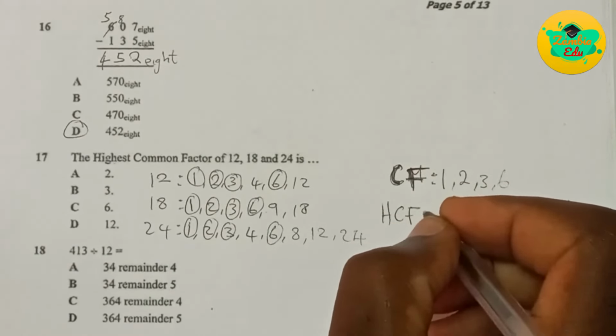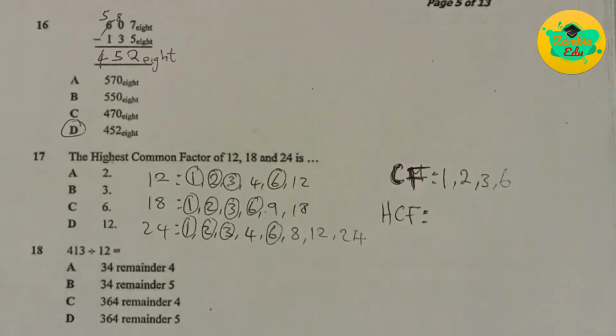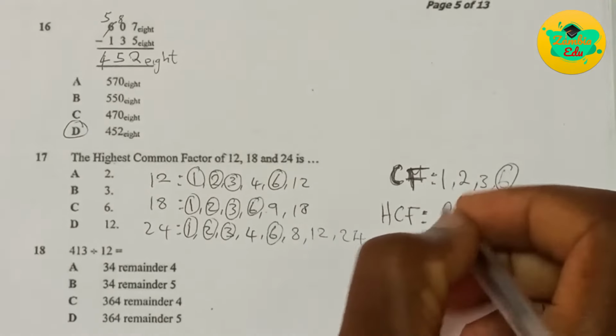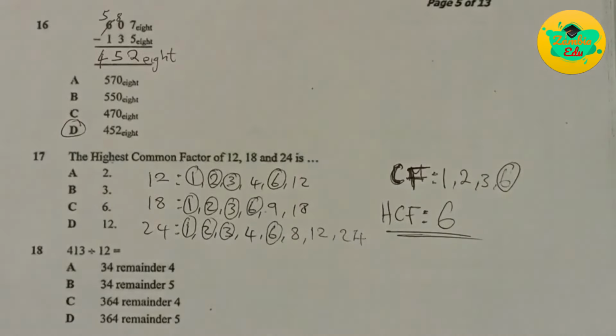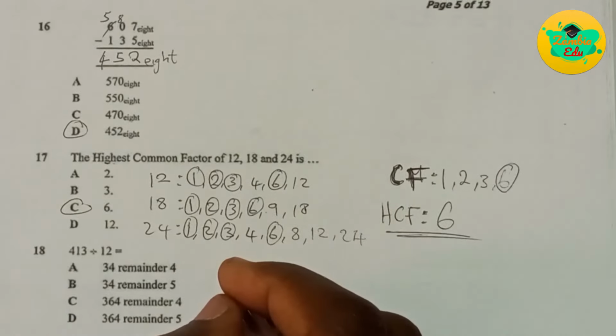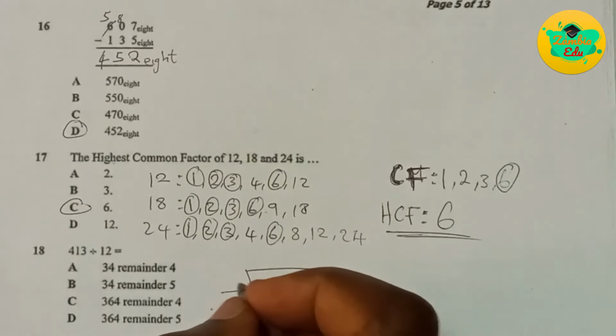Which one is the highest number which is a factor of all the three numbers we just considered? And that is 6. So 6 is our answer, and that was option C. We go to question 18, which says 413 divided by 12. Divide 413 by 12. So we can use long division there.